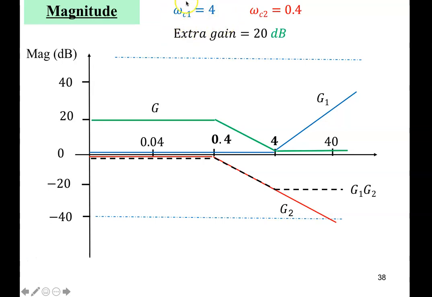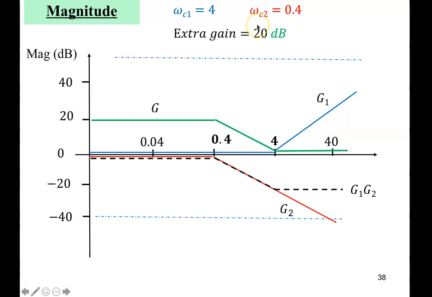G1 has a corner frequency of 4, so my blue line indicates the magnitude plot for G1. It starts from 0 dB. You move along the frequency axis up to the corner frequency. Because the s term for G1 is in the numerator, it moves up. By the time you get to the next division, this should be positive 20 dB. Okay, and then it goes up continuously. That blue line there is for G1.